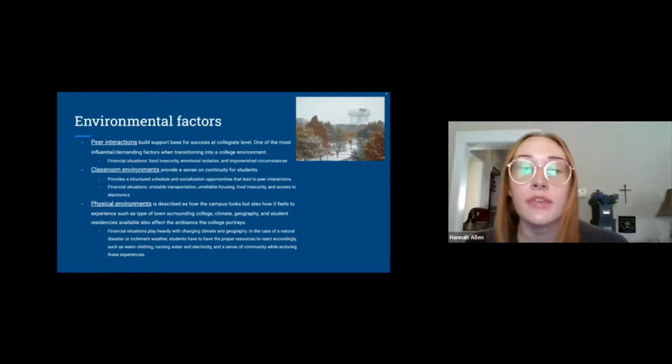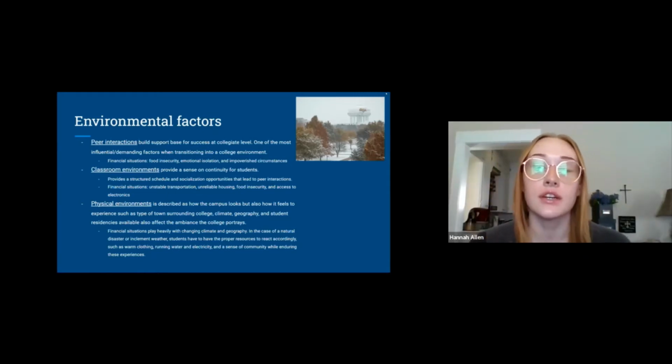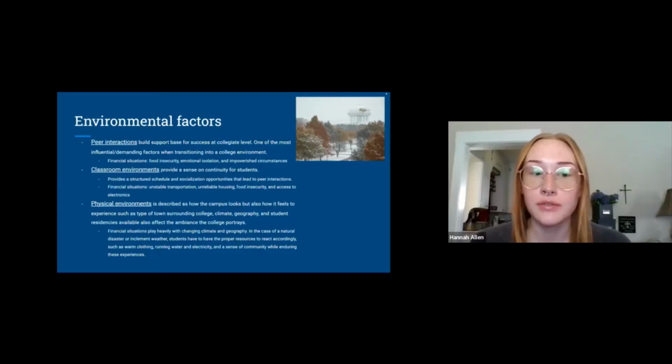Okay, so some environmental factors that affect how students interact in a classroom setting. So the first one is peer interactions, and these build a support base for the success at the collegiate level. It's one of the most influential and demanding factors when transitioning into a college environment. Some of the financial situations that play into peer interactions can be like food insecurity, emotional isolation, and impoverished circumstances.